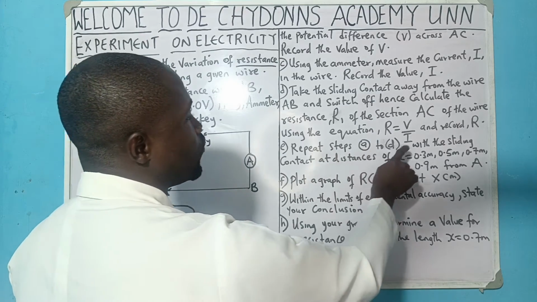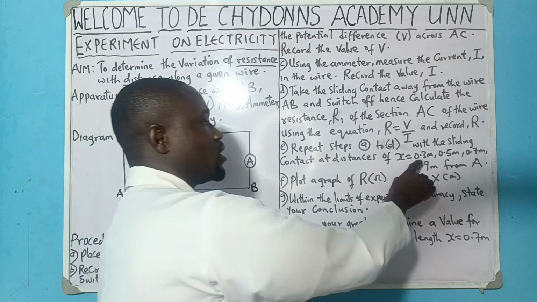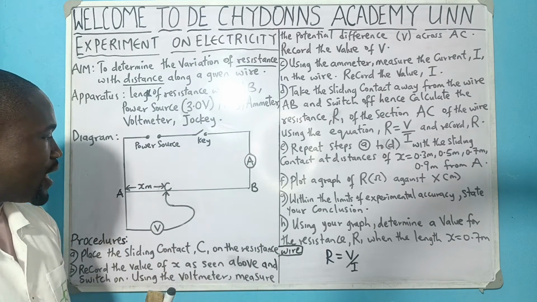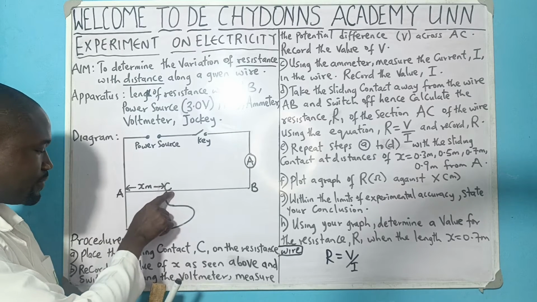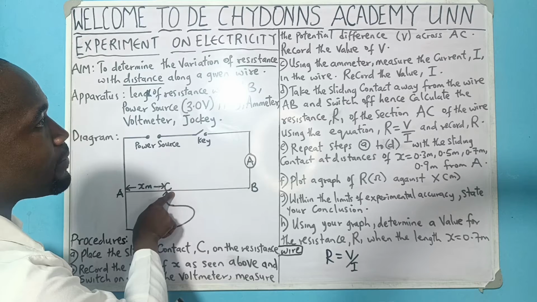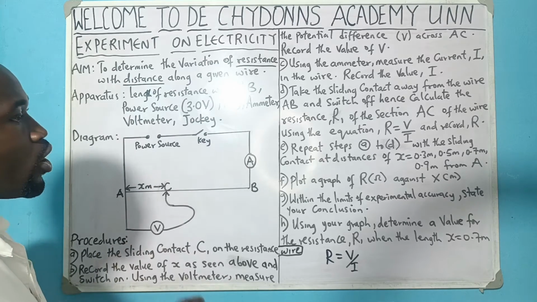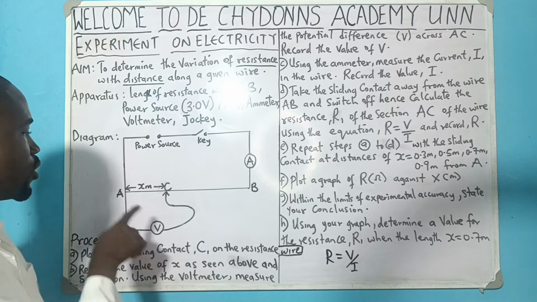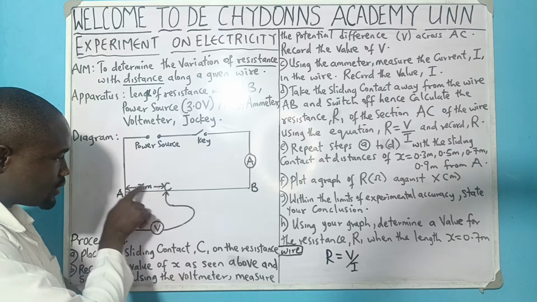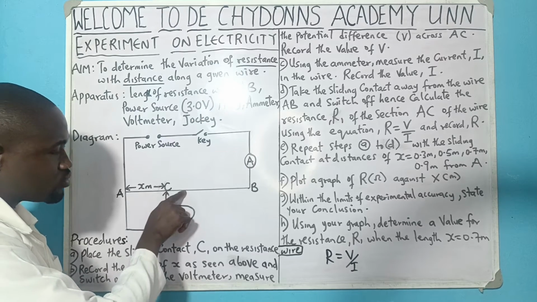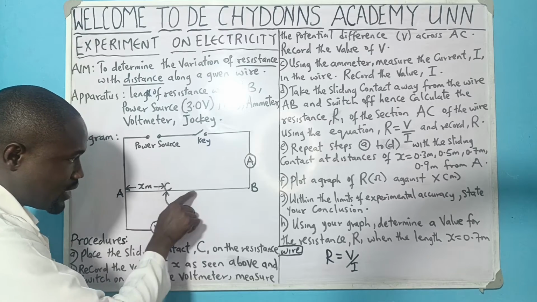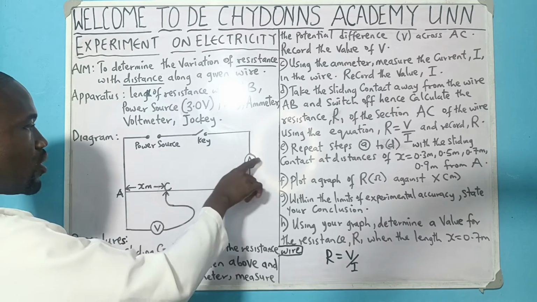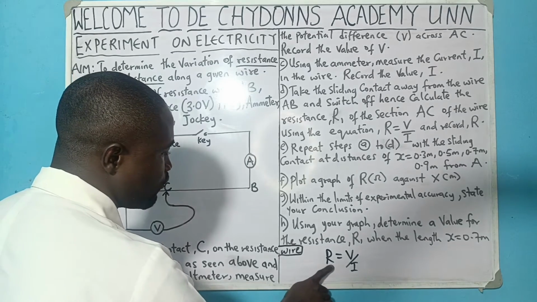Repeat steps A to D with the sliding contact at distances of 0.3 meters, 0.5 meters, 0.7 meters, 0.9 meters from A. So after taking the one of distance AC to be 0.1 meter, from here to here 0.1, you shift it again to 0.3, you shift this jockey again to 0.5, to 0.7, to 0.9, and check the values you'll be getting from your ammeter and from your voltmeter, so that you can get your value of R.